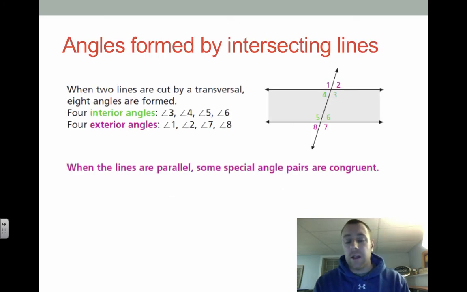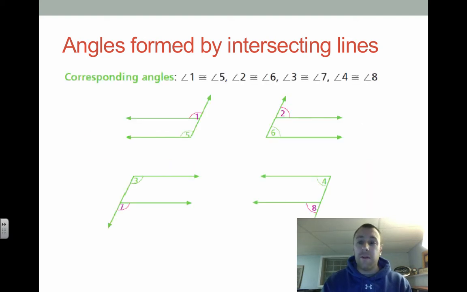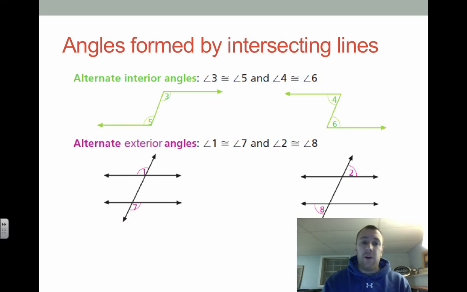The other things are when we have multiple lines and it's cut by a transversal. So remember the angles like 4, 3, 5, 6, those are on the interior. Everything else is on the exterior. We have corresponding angles, which are in the same relative position, but they're on different lines. We have alternate interior angles, which are inside those parallel lines, but on opposite sides of the transversal. Alternate exterior angles, they're on opposite sides of the transversal, but outside the two parallel lines.